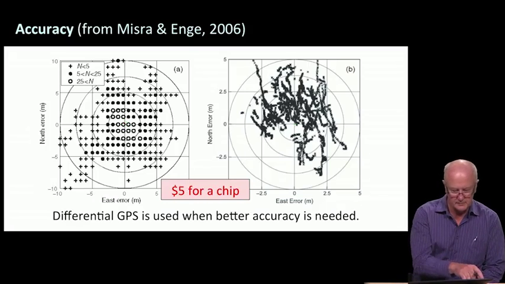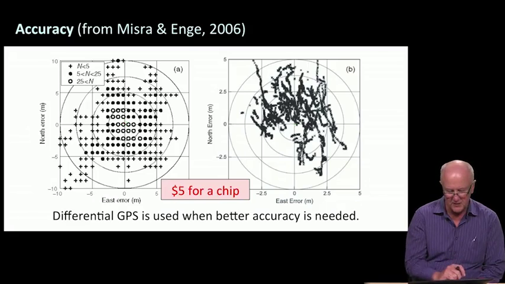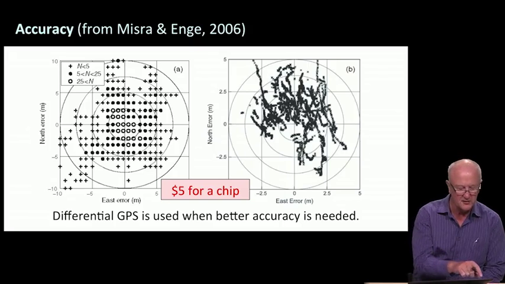Now, the scatter plot on the left is representative of maybe a $5 receiver, and the one on the right probably around $500, something like that.